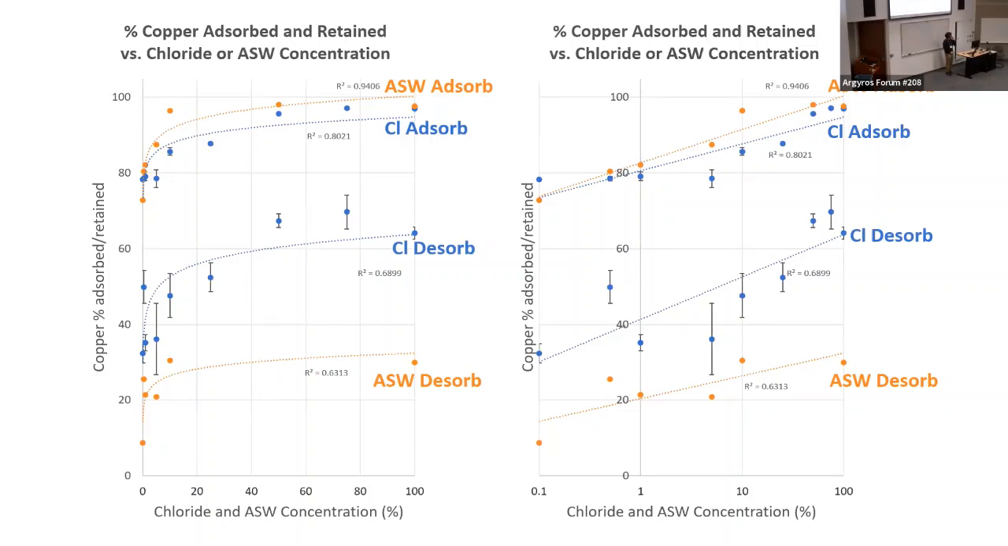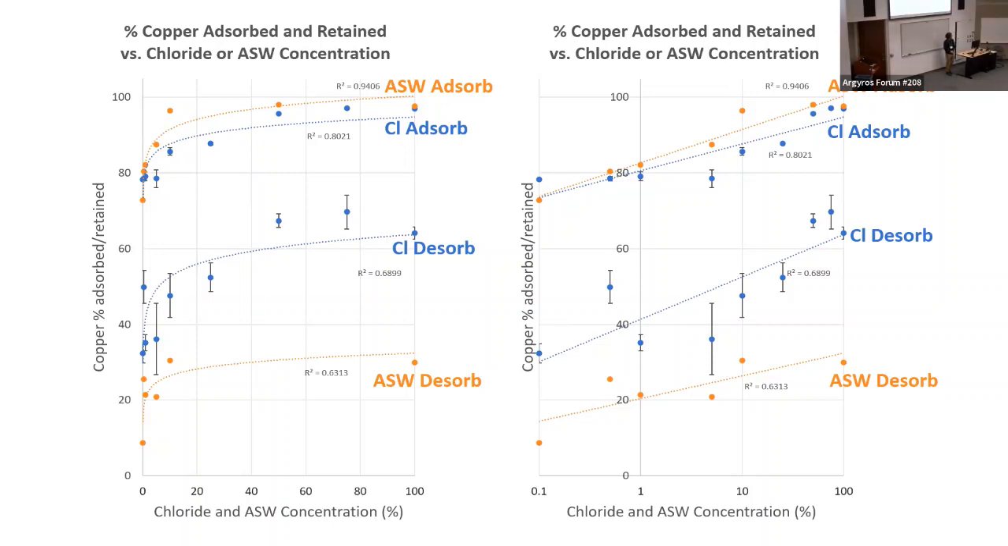And then moving on to copper, we have the same layout in terms of the graph, where the right has been linearized in the same fashion. On the x-axis, we still have chloride in artificial seawater concentration expressed as a percentage. And on the y-axis, we have the copper percentage that was adsorbed or retained by the nanoparticles. We largely see a similar trend when compared to zinc, in that low concentrations of chloride introduced to the suspension increased the amount of metal that was retained and adsorbed by the nanoparticle. This also increased until about 15 to 20%, where it then began to plateau.